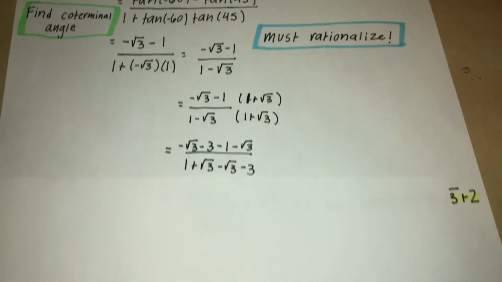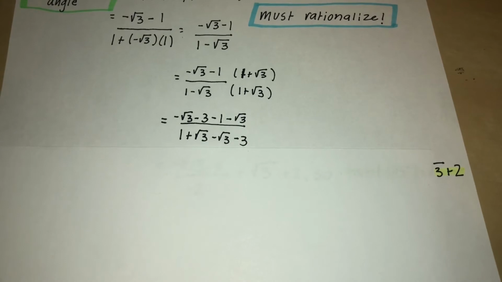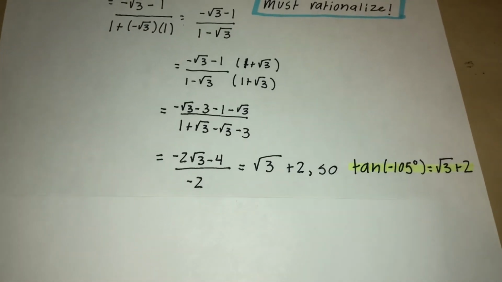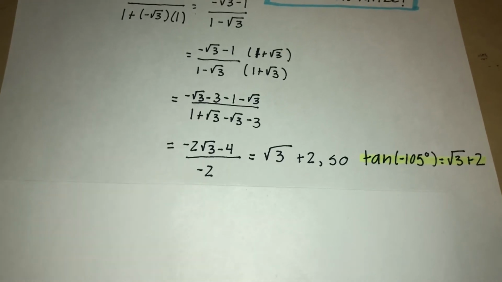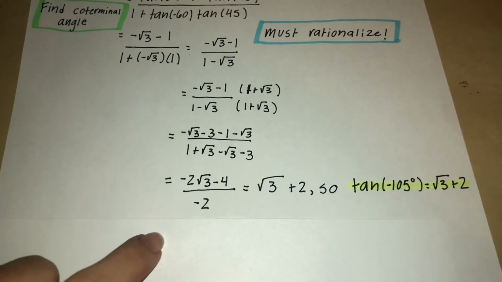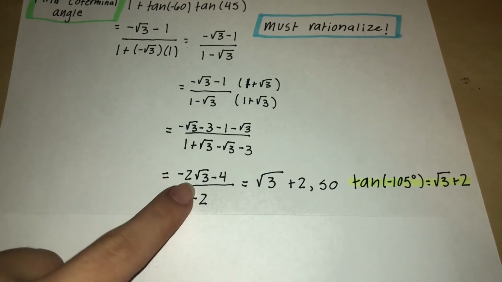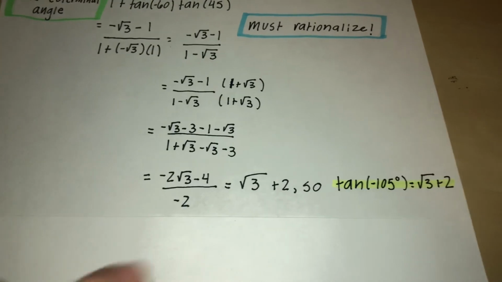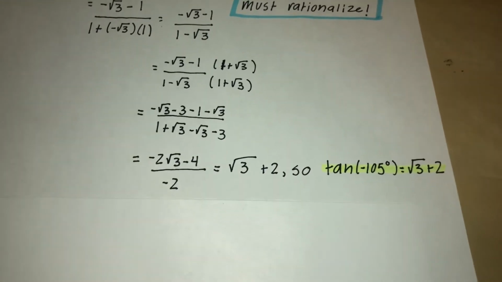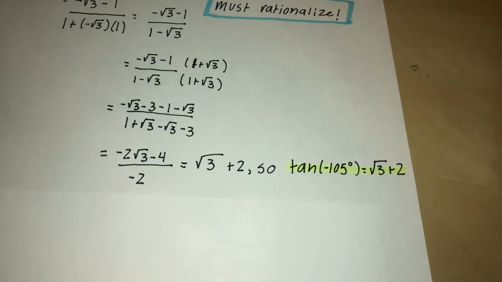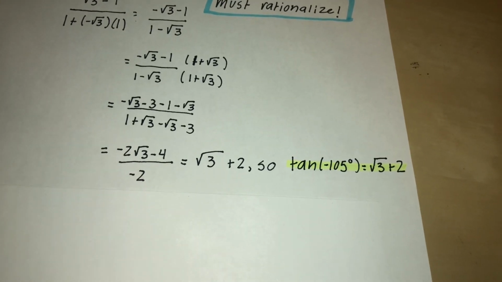And as you can see, like the last example, the square roots cancel on the bottom, leaving you with negative 2 root 3 minus 4 over negative 2. And as you can see, the negative 2 will go into both of these. It goes into the negative 2 root 3 once, and then it goes into the negative 4 twice. So that's going to leave you root 3 plus 2. So tangent of negative 105 degrees will give you root 3 plus 2.